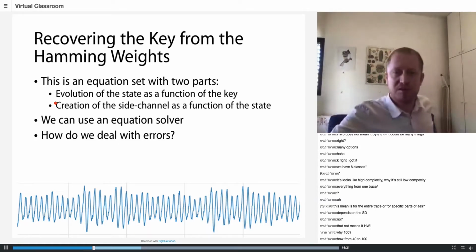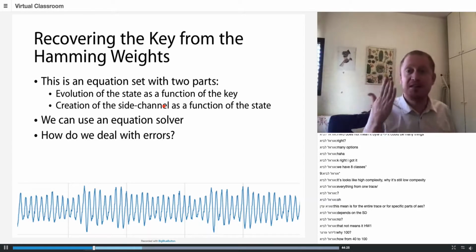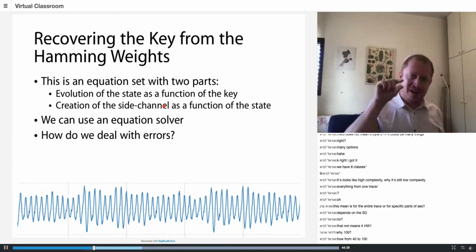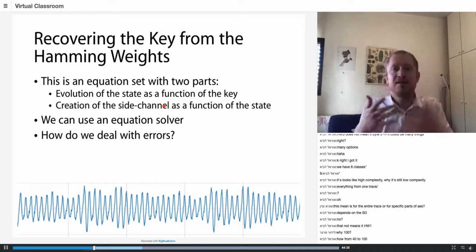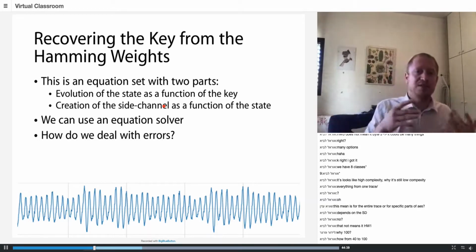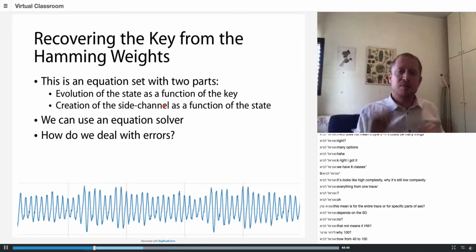But this is one part of the equation set. The state is evolving as a function of the key. And the next thing in the equation set is saying, the Hamming weight of the first byte of the state, I don't know the state, but I know that the Hamming weight is 3. I know that the Hamming weight is 2. I know that this Hamming weight is 8. And I'm going to write this series of equations.